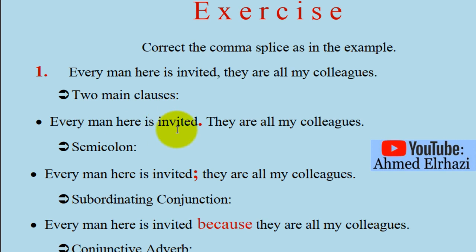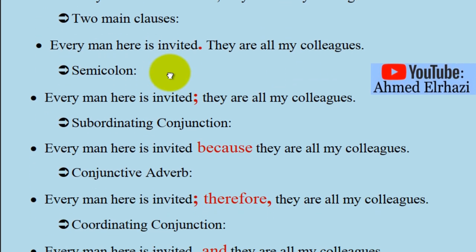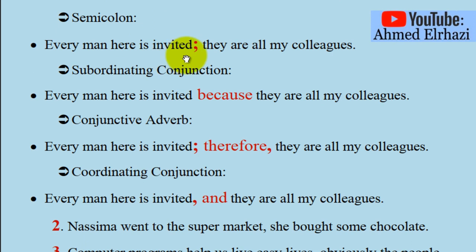Every man here is invited. Period. Capital letter. They are all my colleagues. Semicolon. Every man here is invited; semicolon. They are all my colleagues.